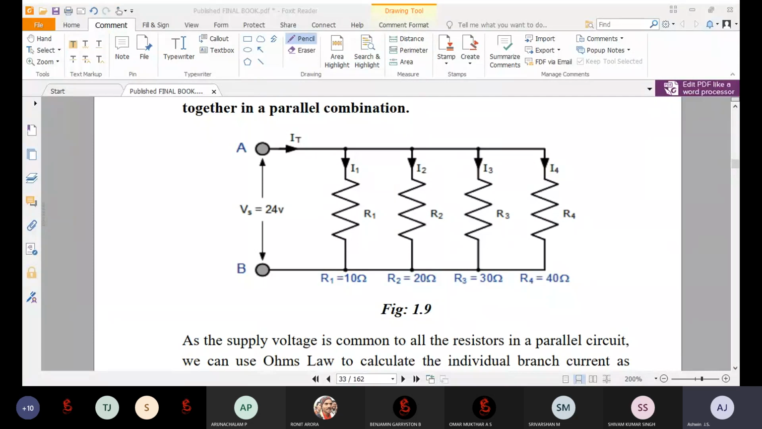Benjamin, have you got the notes? Yes, sir. The value of I equal to 6.25, sir. Hello? I didn't get you. You just take a snapshot and put it in the chat box. Is it possible for you?